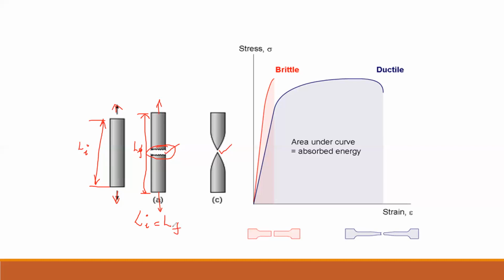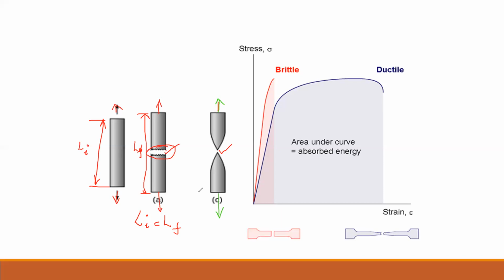This is for brittle material, because brittle material does not undergo plastic deformation, so there is no change in length or change in dimension. That is brittle material. And the second material that we have is ductile material. If we apply a tensile load on ductile material, before fracture it will undergo a plastic deformation. First, it will undergo elastic deformation, followed by plastic deformation.